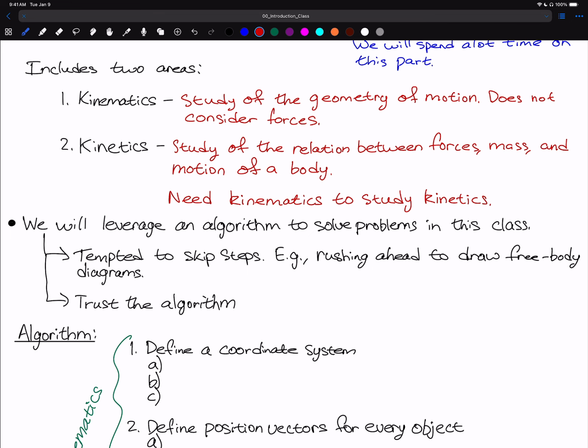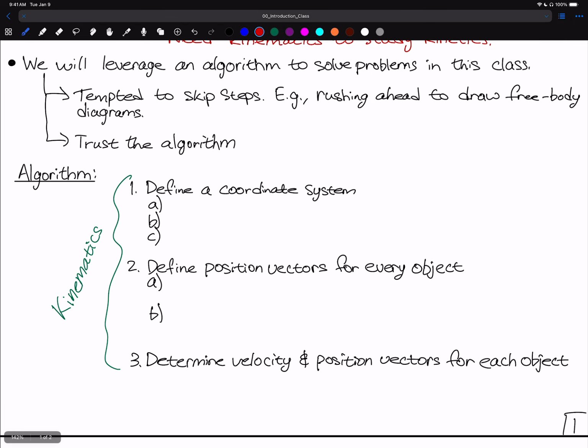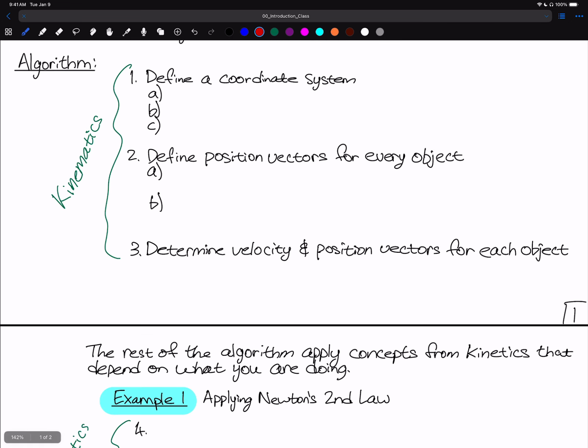The algorithm is split into two parts. The first deals with kinematics, and the second deals with the kinetics of the system. So when we're dealing with kinematics, we're going to start off by defining a coordinate system. And to do that, we're going to start by choosing an origin.